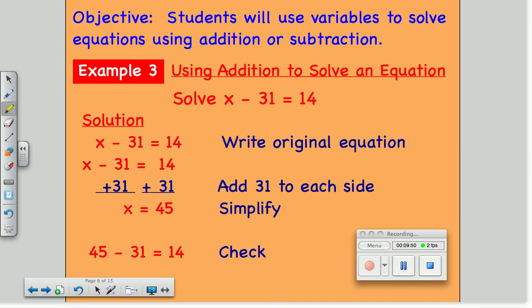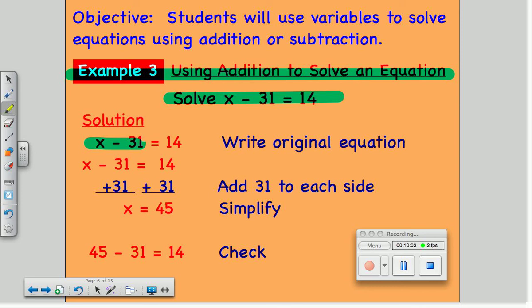Example 3, using addition to solve an equation. So we're going to solve this equation, x minus 31 equals 14. First we write the original equation.